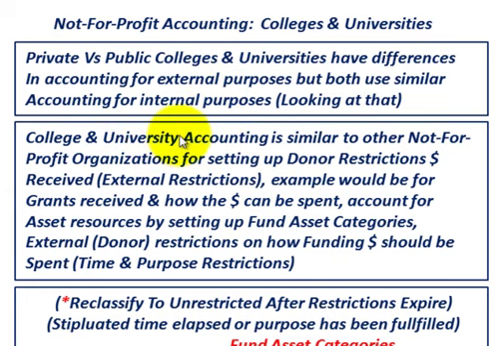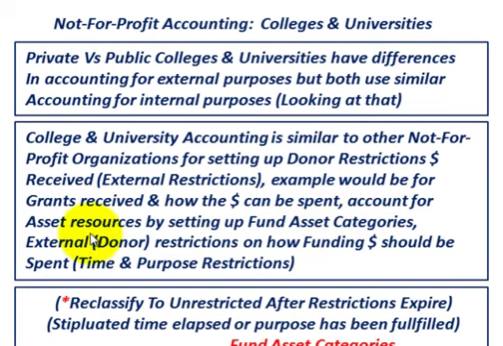Now, college and university accounting is really similar to other not-for-profit organizations for setting up donor restrictions on dollars received. Those would be external restrictions. An example would be grants received and how the money on those grants can be spent. And you're going to account for these asset resources by setting up different fund asset categories, same as you would be doing for not-for-profit organizations.